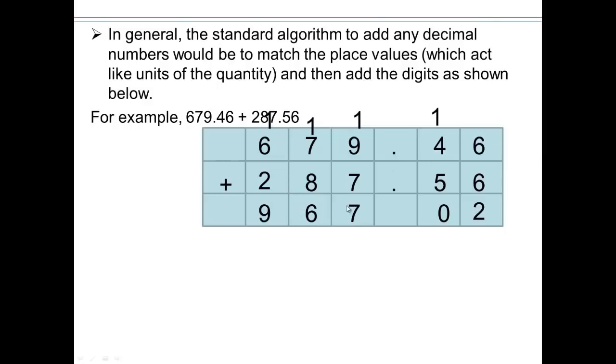So line up all the digits. If there are missing place values, put 0 in their places, and then add in each column across. If there is 10 of something, they go to the next higher place value, and then you just add in that manner as many digits as there are. So that's how the standard decimal addition algorithm works.